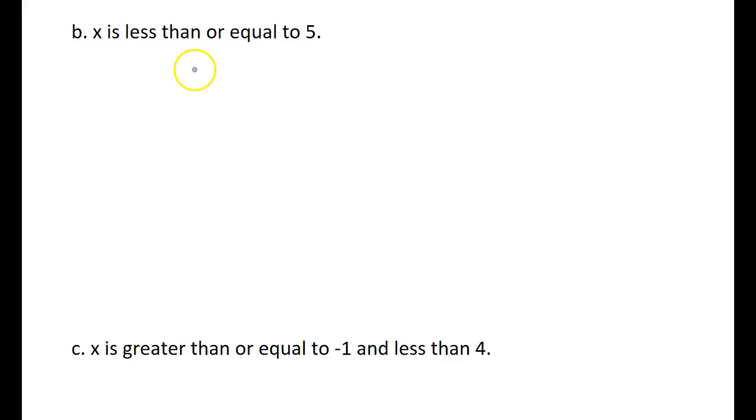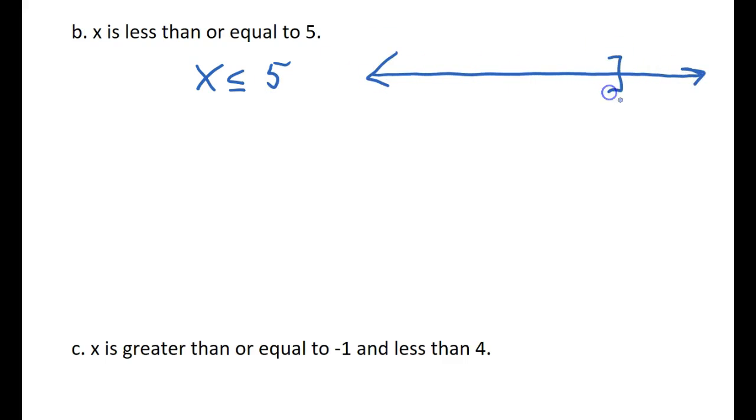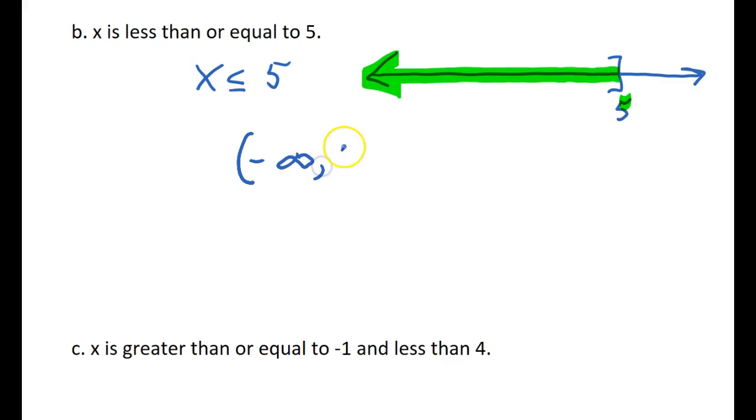Alright, how about this example? X is less than or equal to 5. On the number line, I'm going to put a square bracket at 5, and since x are all values less than 5, I'm going to shade to the left. Okay, in interval notation, that means everything to the left of 5 means negative infinity to 5, and it can also equal 5, so we put a square bracket.